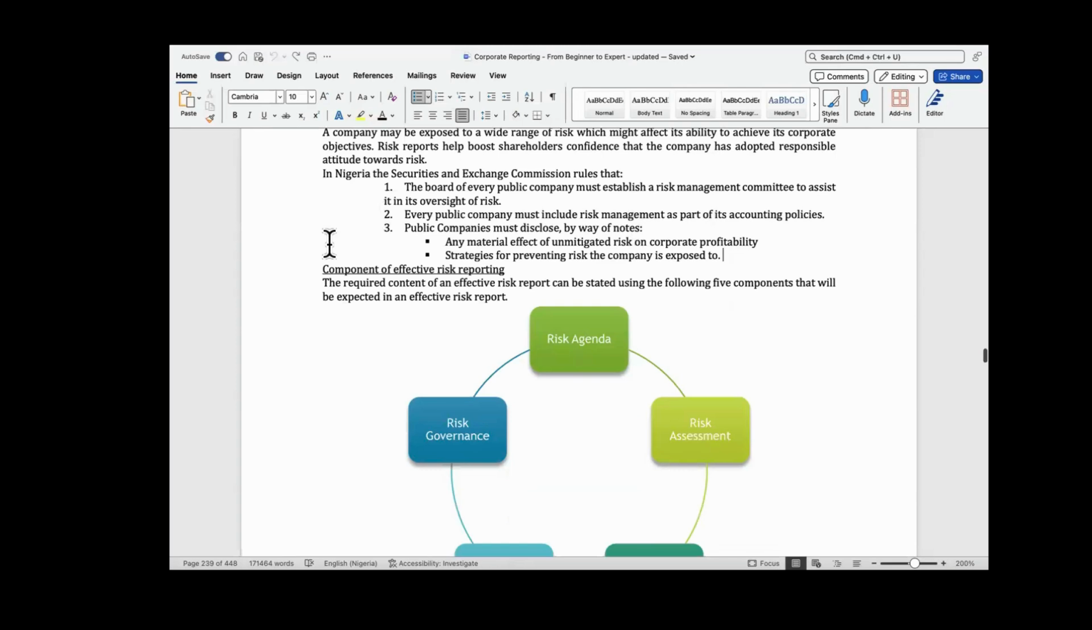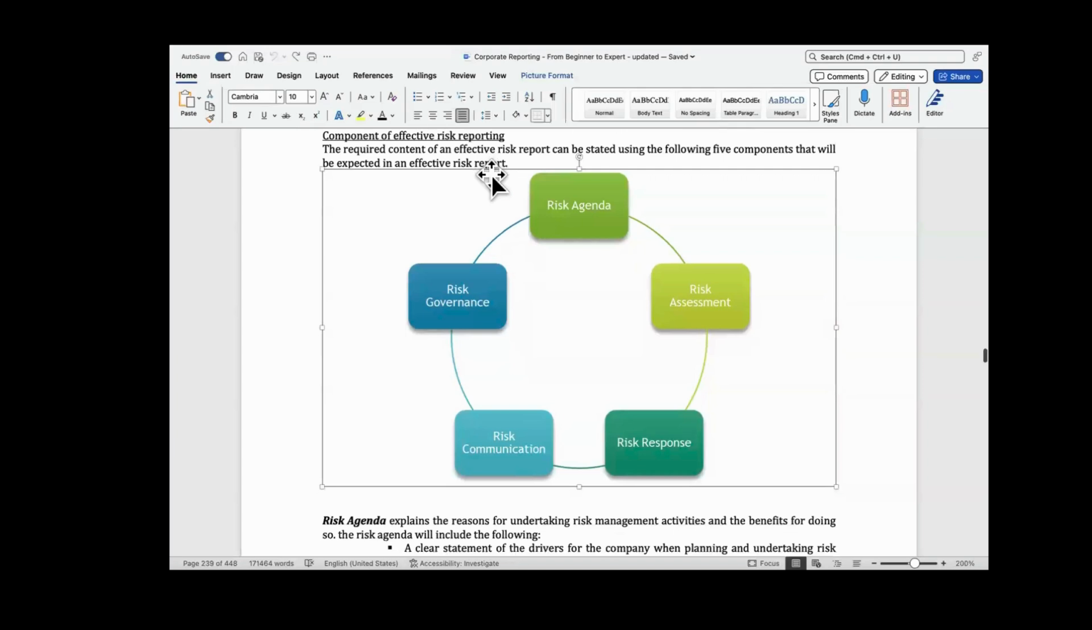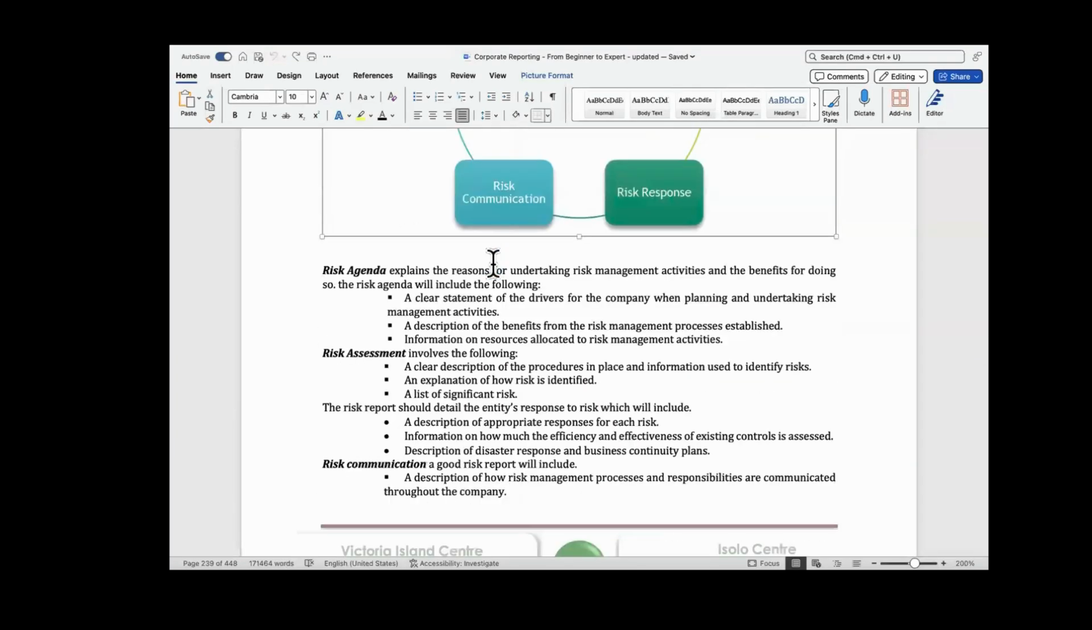And another one is the components of effective risk reporting. So we have risk agenda, risk assessment, risk response, risk communication, and risk governance. So risk agenda is your plan for risk: what are your risk management activities? That's your risk agenda. And your risk assessment is a description of the risks that you have identified as an organization. It's just a description of your risk.